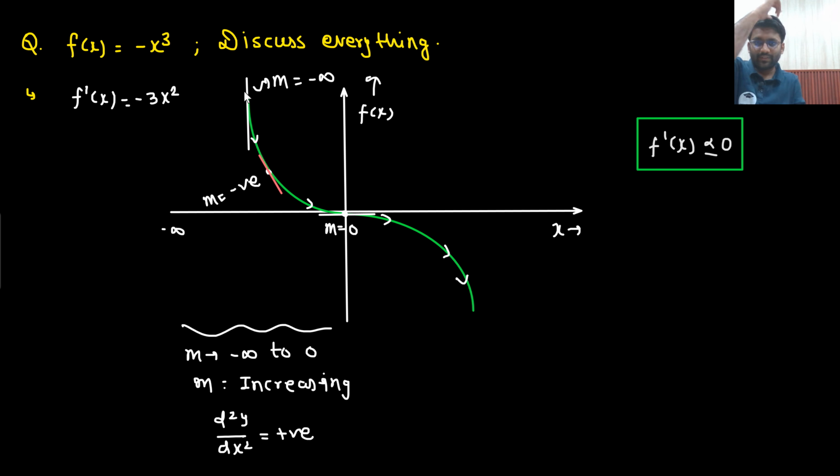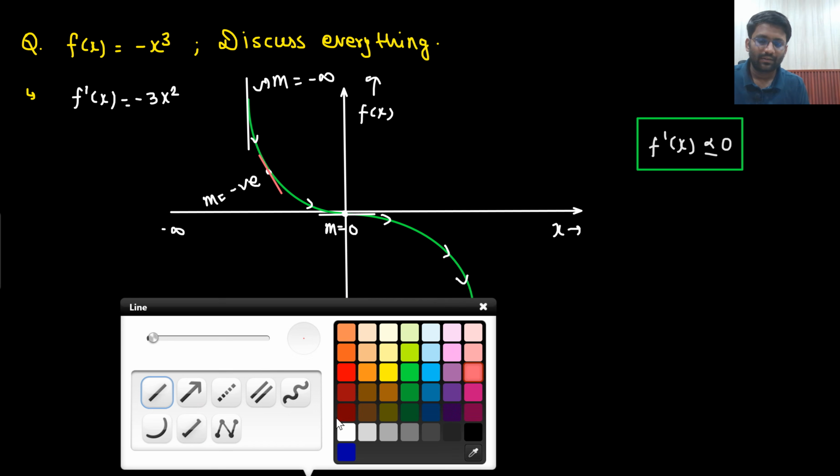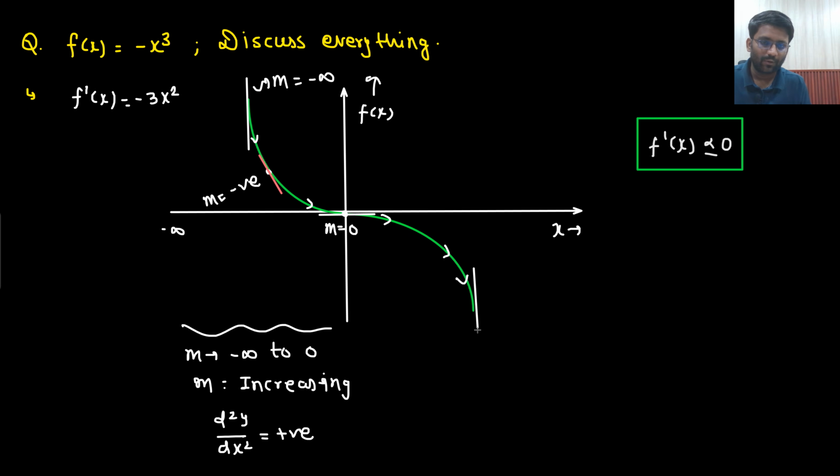Say yes or no. Is this clear to you or not? Here the slope was minus infinity. From minus infinity to 0 the slope is going. What does that mean? The slope is increasing. Let's talk about the nature here. Sir, here what will be the slope? At x equals to 0 the slope is 0. Here what will be the slope, sir?